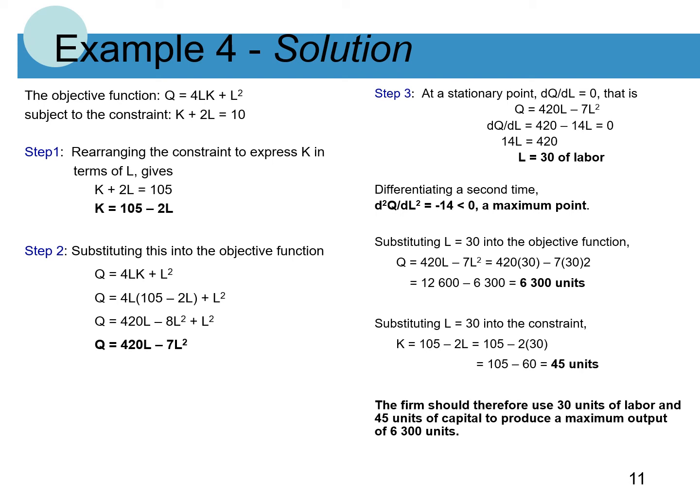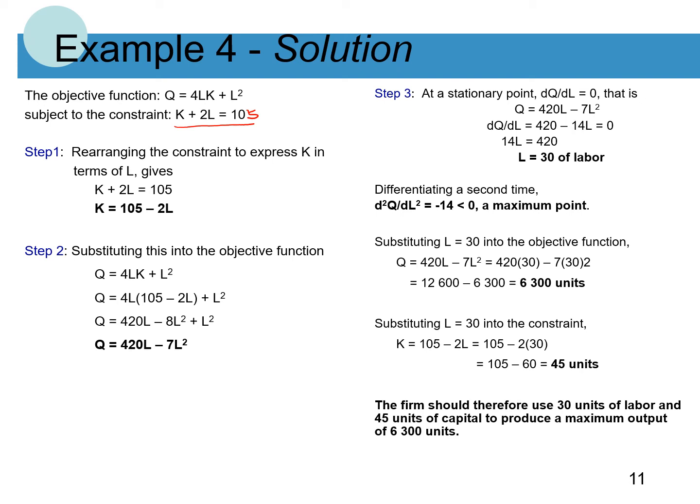Why is it K? Because we have 1 ringgit cost for the capital, and then we have 2 ringgit cost for the labor. Then we set it up as K plus 2L equal to 105. Okay, then the first step, rearranging the constraint to express K in terms of L. Therefore, K plus 2L is equal to 105. Then we solve for K.